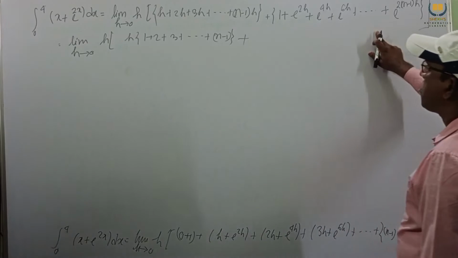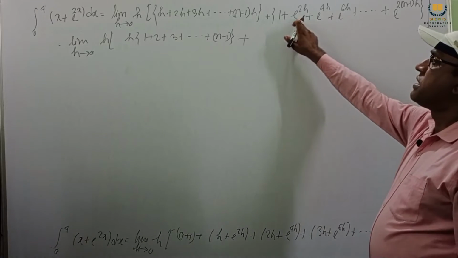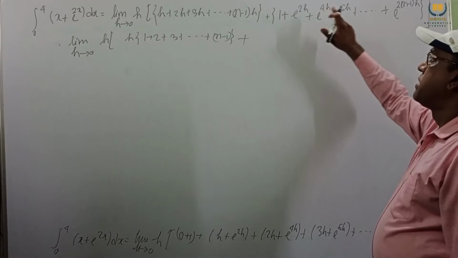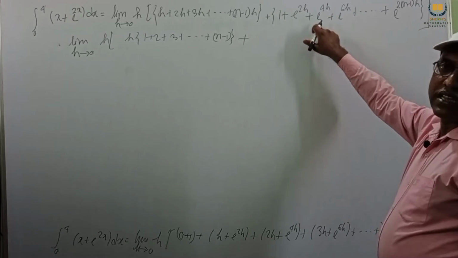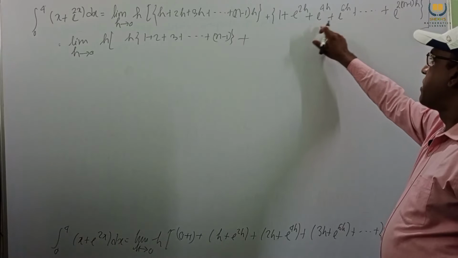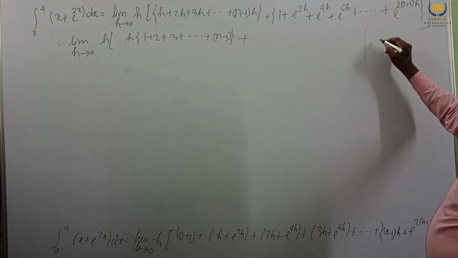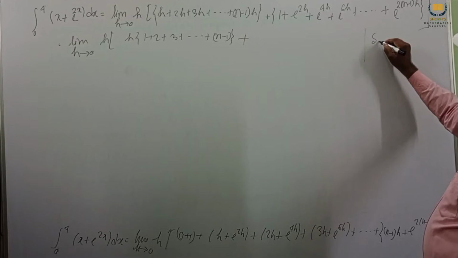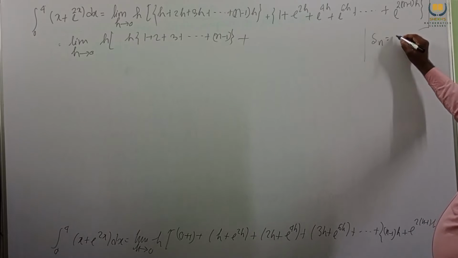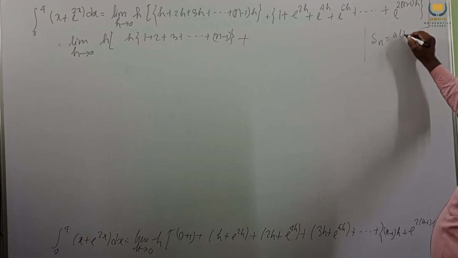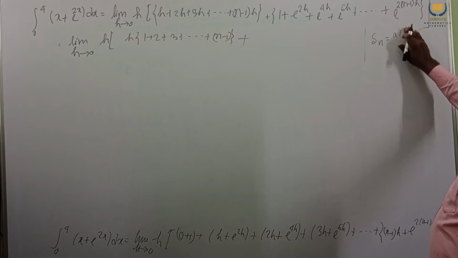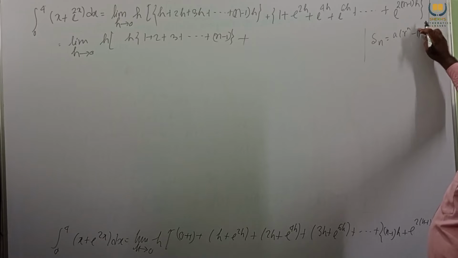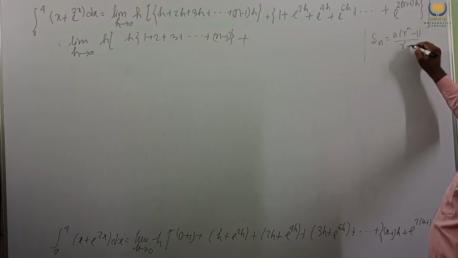And the second group is a geometric progression. Why is this a geometric progression? This by this is e to the power 2h, this by this is e to the power 2h, this by this is e to the power 2h. Their common ratios are same. So if it is a geometric progression, then we know the sum of this geometric series is a times r to the power n minus 1 divided by r minus 1.